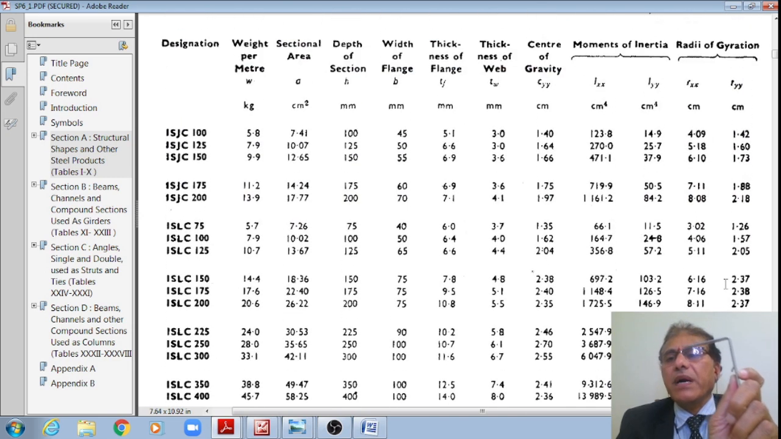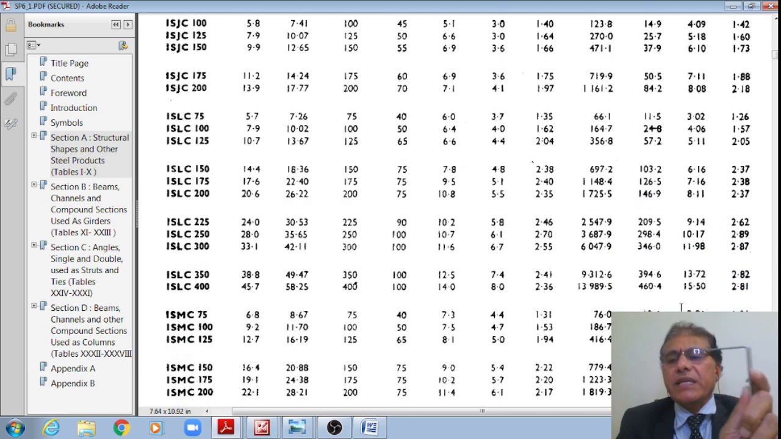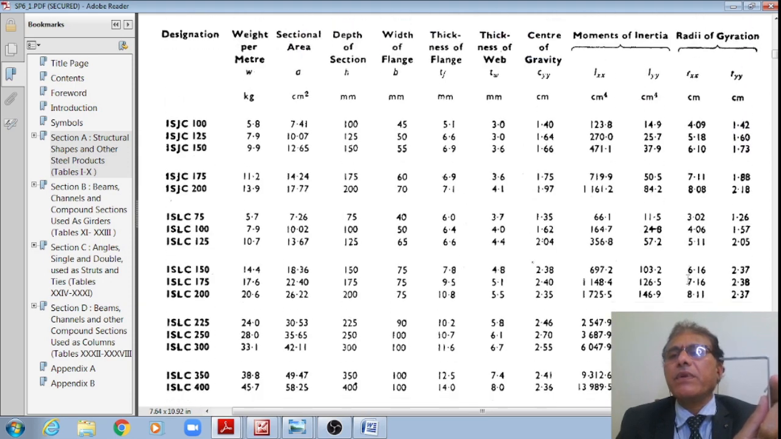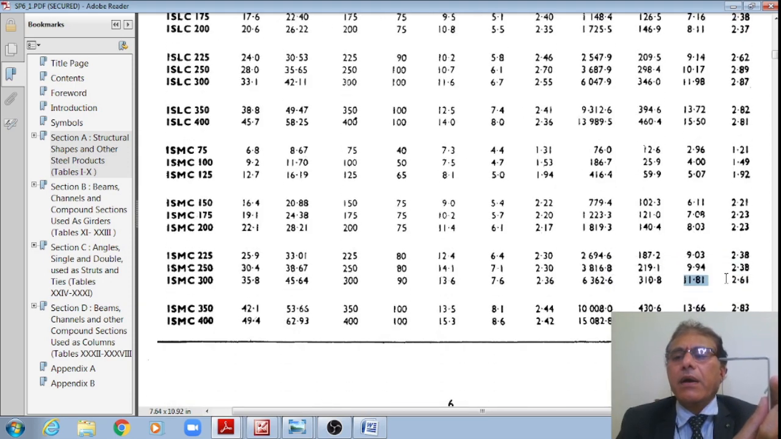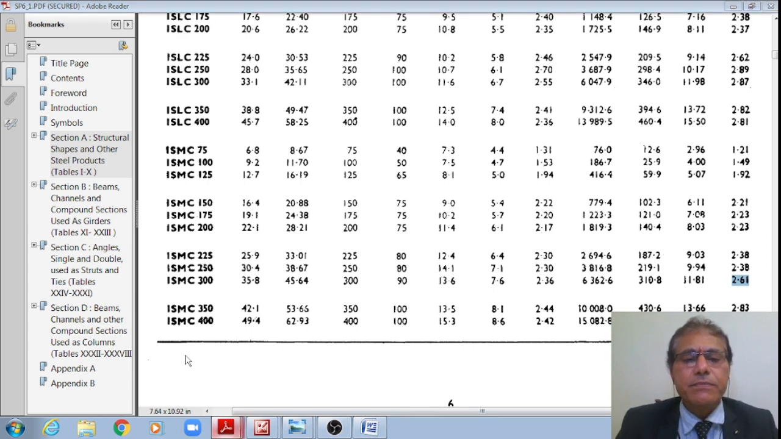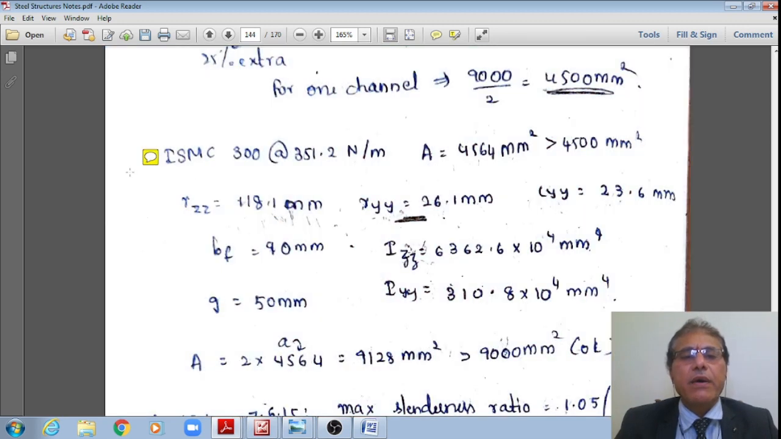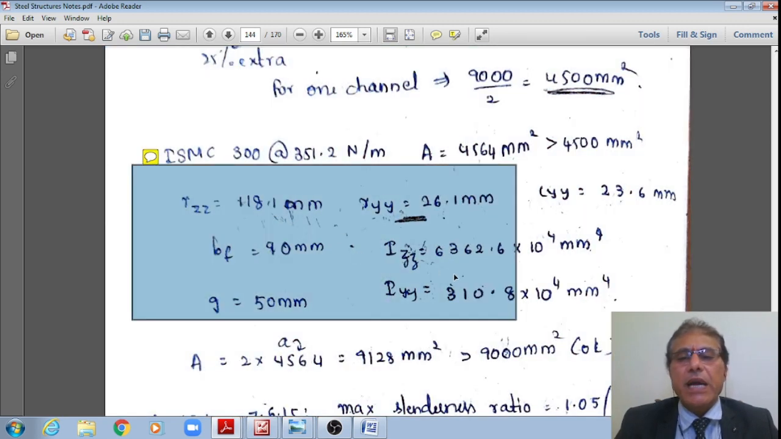Now, what is important for us is the radius of gyration, Rxx and Ryy. Rxx is equal to 11.81 centimeter, means 118.1 mm, and Ryy is equal to 2.61 centimeter, 26.1 mm. Therefore, I have just noted down all these relevant properties, students. This is how all the properties are noted from Structural Engineers Handbook 1.